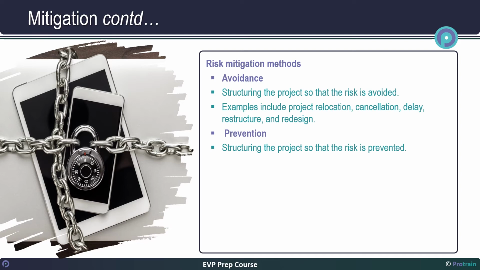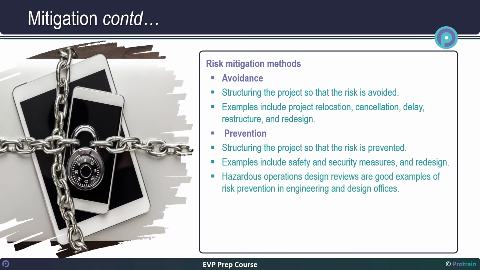Other examples of risk prevention include safety and security measures, and redesign. Hazardous operations design reviews are good examples of risk prevention in engineering and design offices.